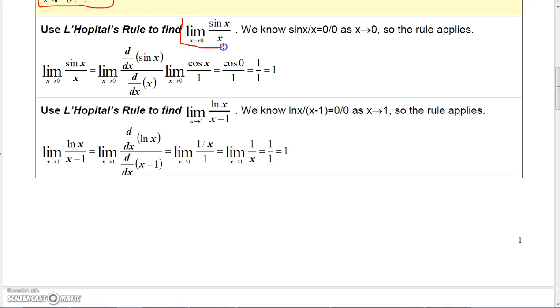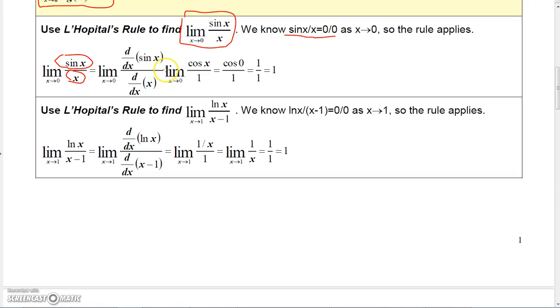So if you have the limit of sine x over x as x approaches 0, well, we know sine x over x is 0 over 0 as x approaches 0. So L'Hopital's rule will apply. Basically, you don't take the derivative of the entire function. You just take the derivative of the top and put that in your numerator, and the derivative of the bottom, you put that in the denominator. So the derivative of the top is cosine x, the derivative of the bottom is 1.